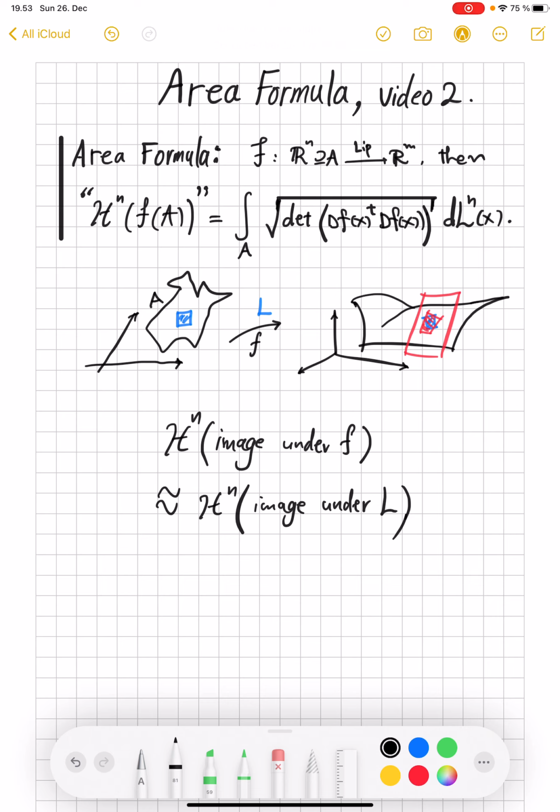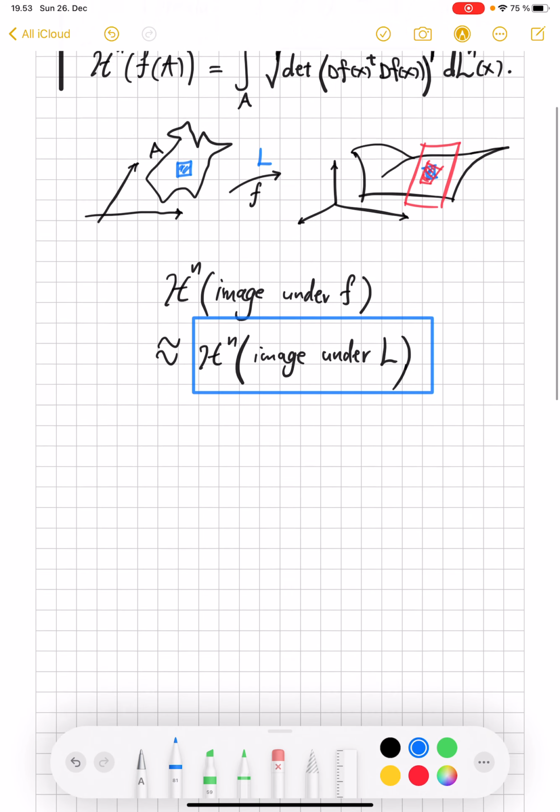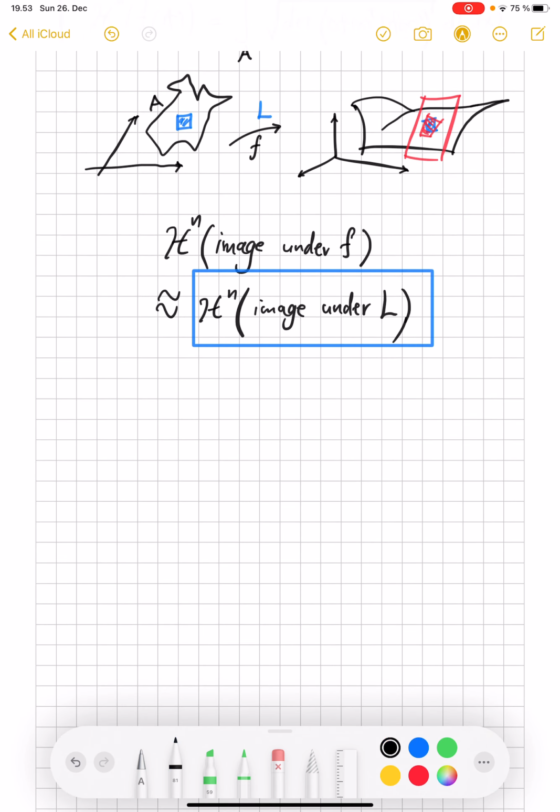So in order to understand even the simplest cases, we have to know what linear maps do to measurable sets. How does the measure change under mapping with a linear map? So that leads to the main theorem of today. I state it as a theorem because I will prove some lemmas before I prove this one.